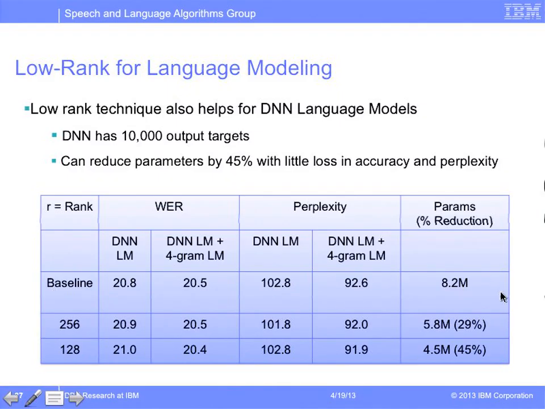and 8.2 million parameters, and she found that with the rank of 256, she could get roughly a 29% reduction in number of parameters, and for a little bit larger loss in the word error rate, 21.0, but it doesn't matter. Once you do your scoring, you get effectively the same word error rate. You can get almost a 50% reduction, or 45% reduction in parameters.